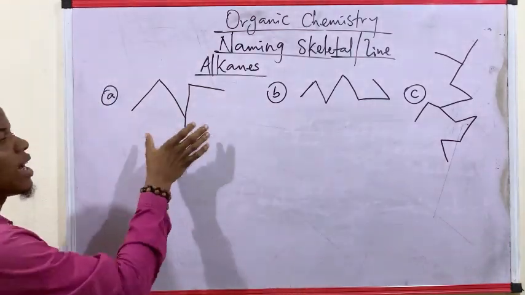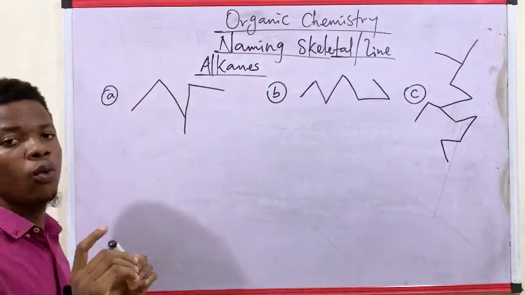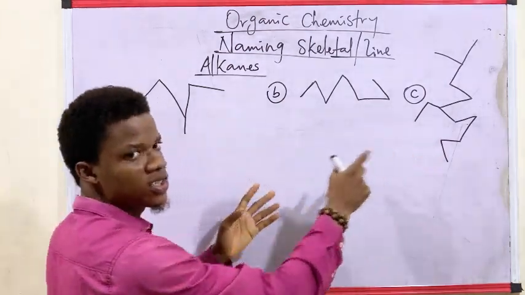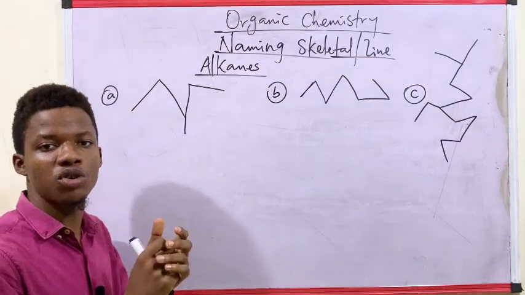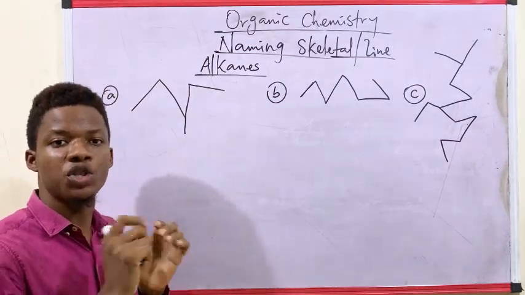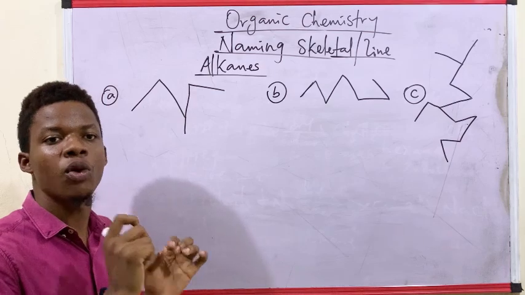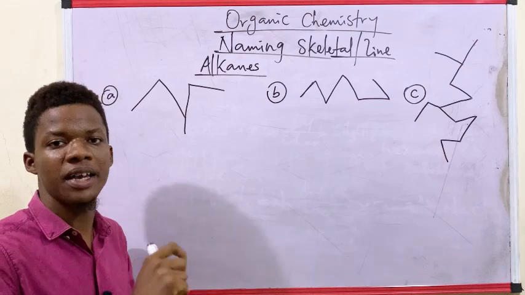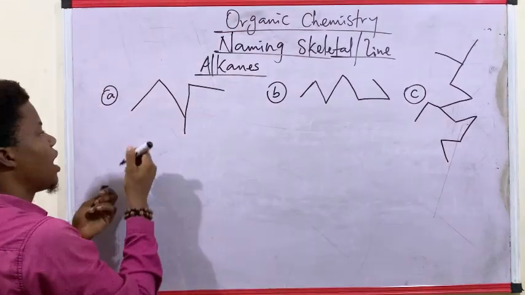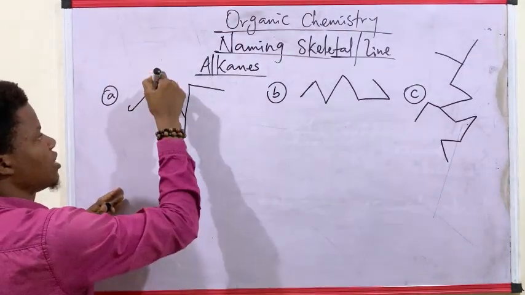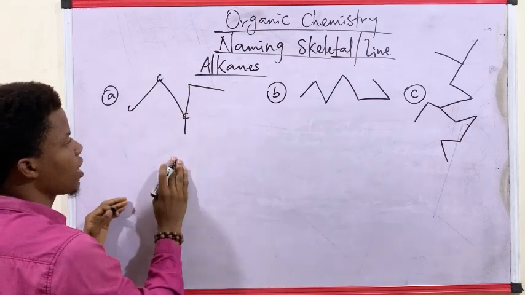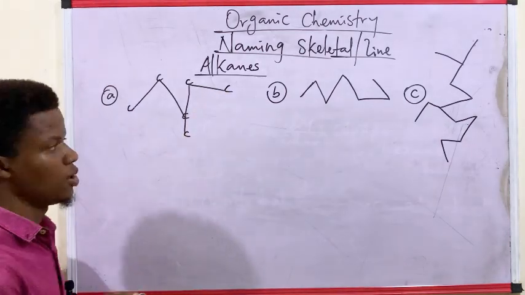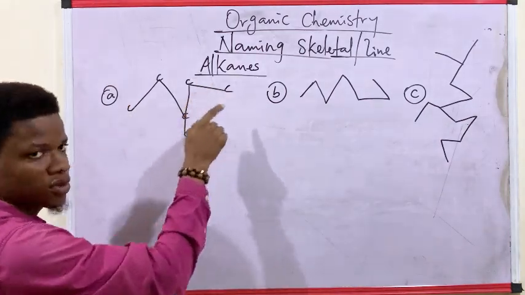All right, now looking at this guy. One thing I will tell you, whenever you see line or skeletal structures like this, take note that every junction is a carbon. Every junction has a carbon atom. If you look at this junction, there's one carbon atom here. At this junction, there's one here. At this junction, there's another carbon. So there is carbon at all of these junctions, right?